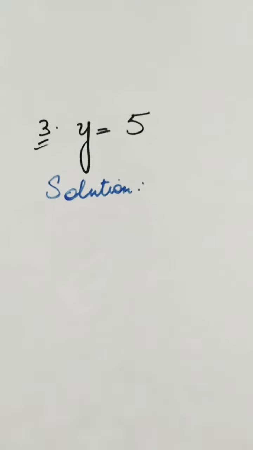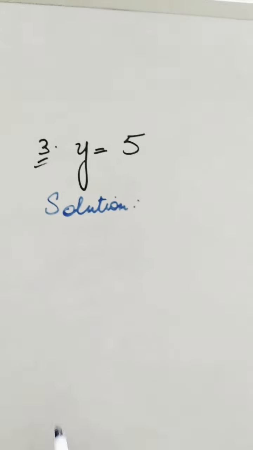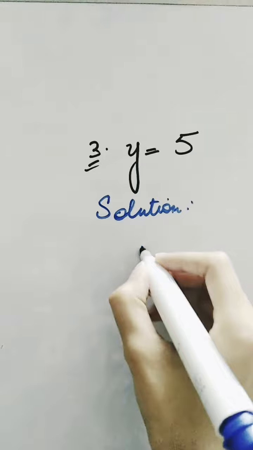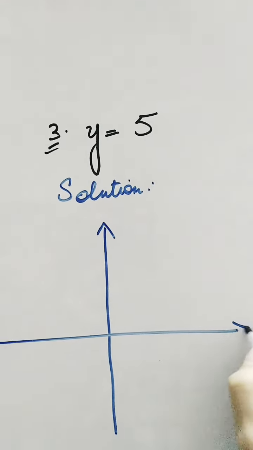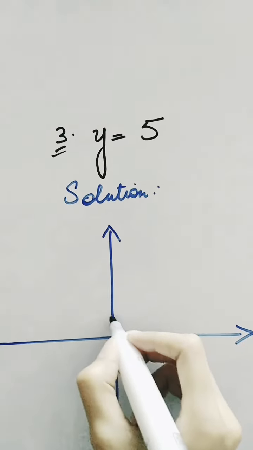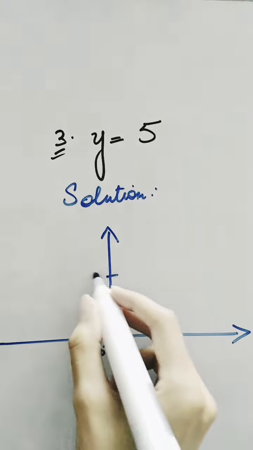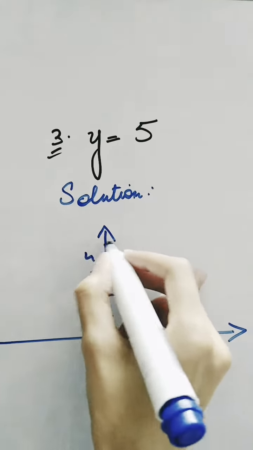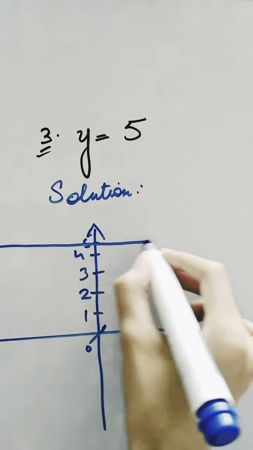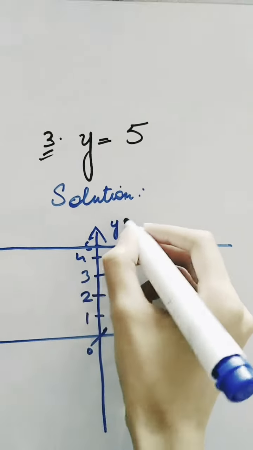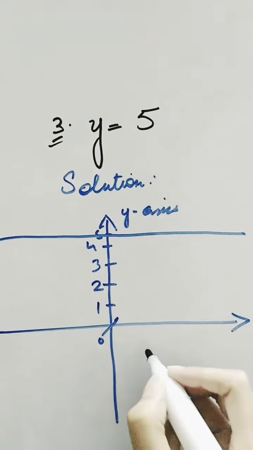Now we have the equation y equals 5. In the beginning of the lesson, we learned that any line which is parallel to the x-axis has a gradient 0. This line, which is y equals 5, is only passing through the y-axis and is parallel to the x-axis.